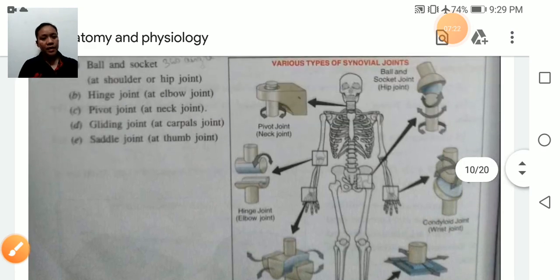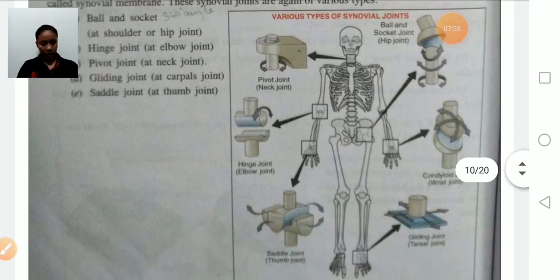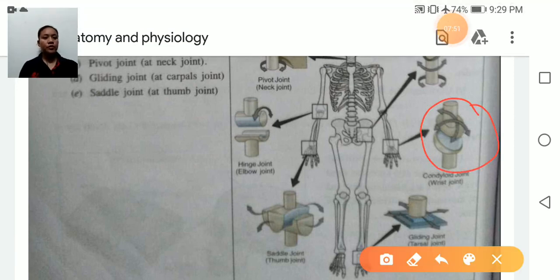It is present at the carpus. Saddle joint is present at the thumb. Saddle joints allow you movement at two axes and allow different movements. Condyloid joint provides you flexion, extension, abduction, adduction, and circumduction movement.